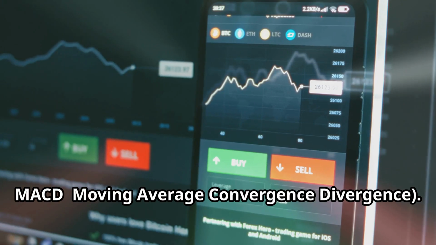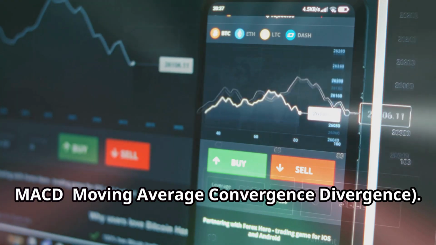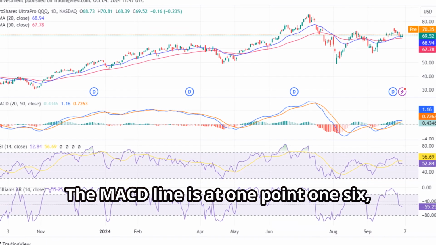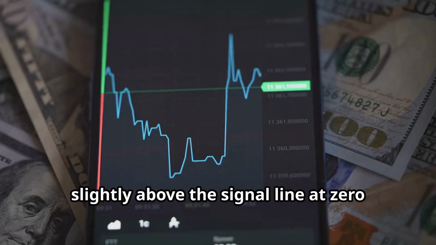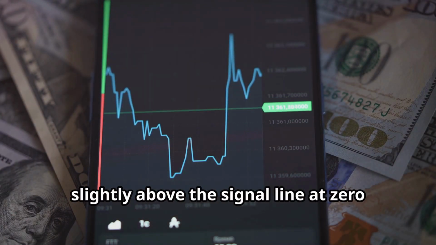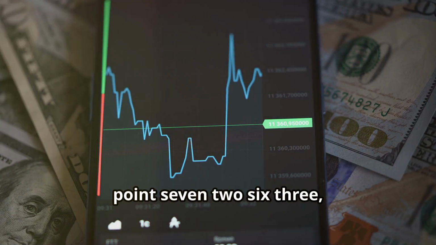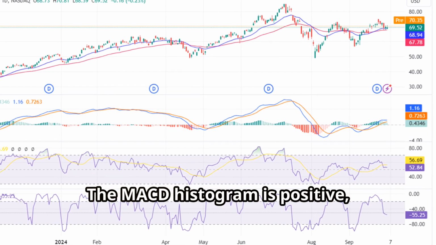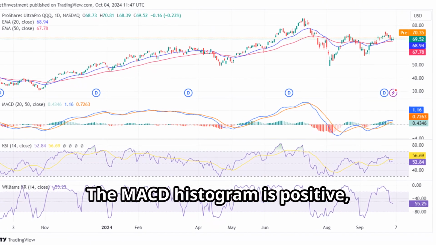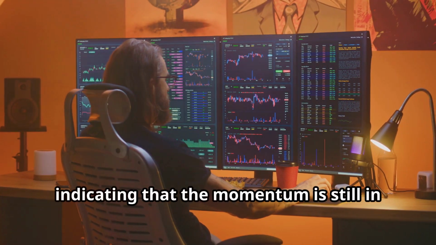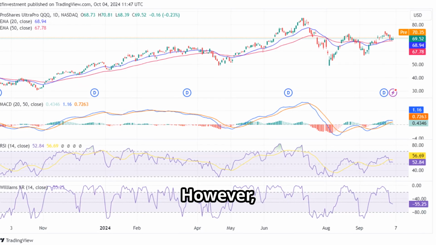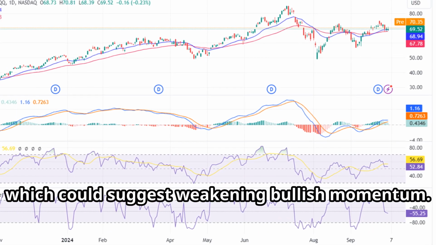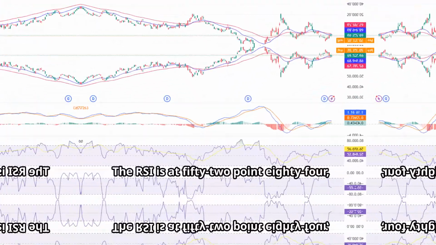2. MACD, Moving Average Convergence Divergence. The MACD line is at 1.16, slightly above the signal line at 0.7263, showing a bullish crossover. The MACD histogram is positive, indicating that the momentum is still in favor of the bulls. However, the MACD lines are converging, which could suggest weakening bullish momentum.